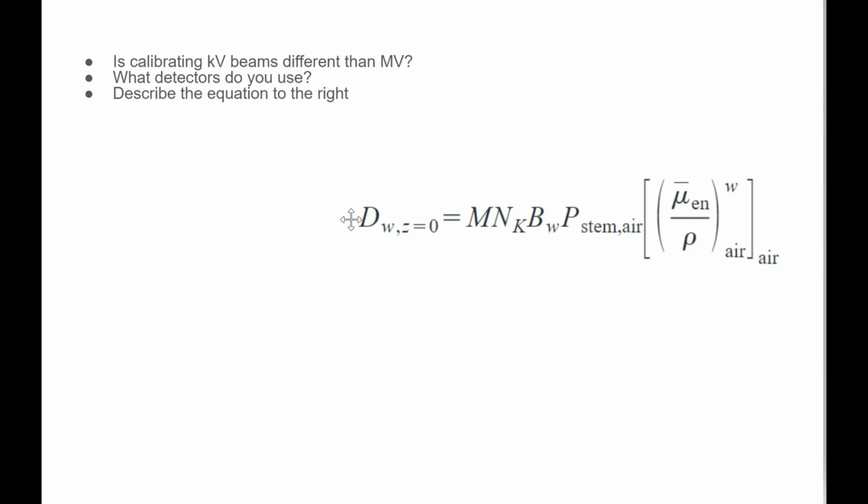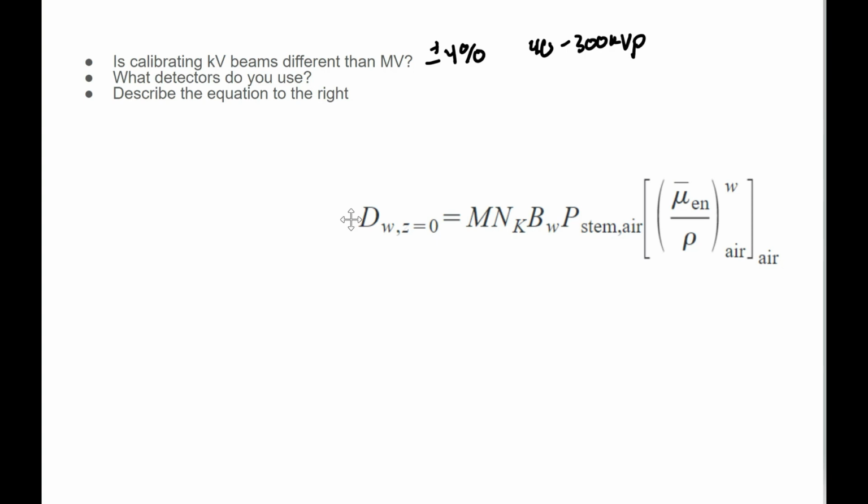So calibrating KV beams is in fact different than MV beams, mainly because KV beams are a bit more finicky. They tend to show very strong energy dependence for the detectors in these KV ranges. Because of that, we really can only get typically around 4% accuracy, which normally with TG51 we don't like, but because of the energy dependence of the detectors and the nature of the KV beams themselves, that's normally what we see in terms of uncertainties. Typically for KVs, we're looking at 40 to 300 kVp.